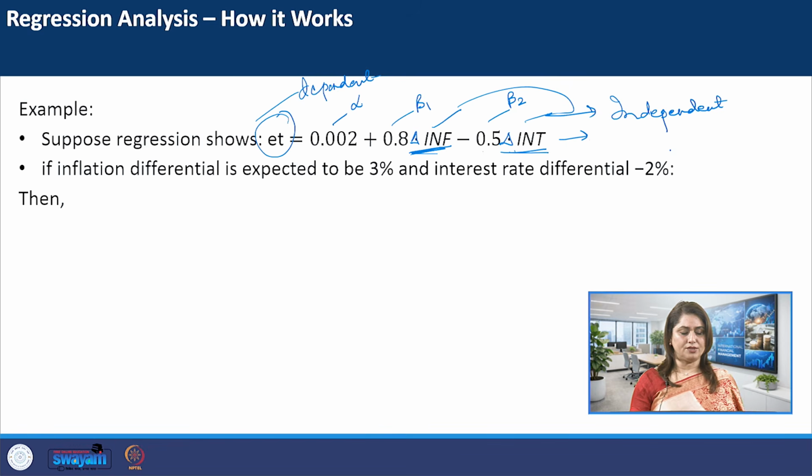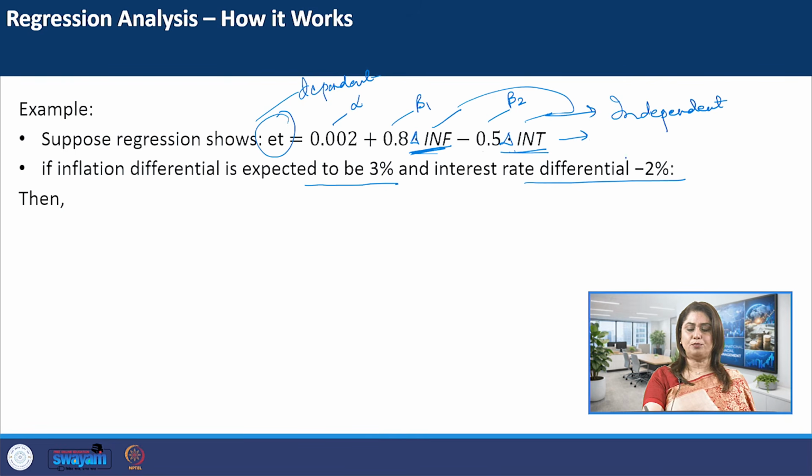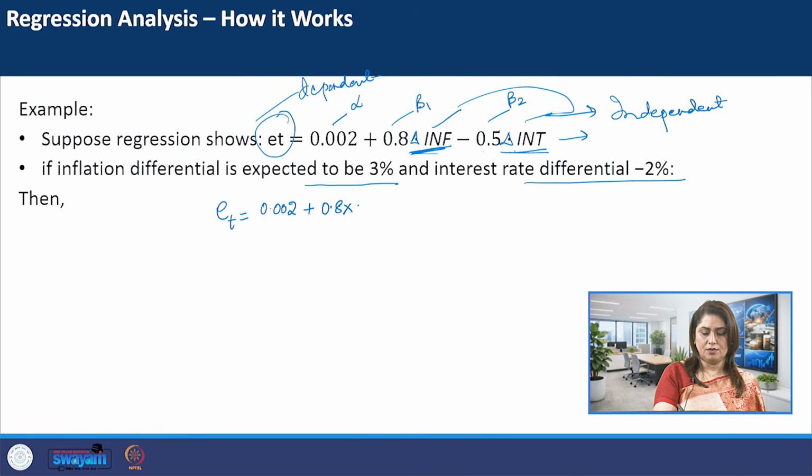Now, after getting the equation, we find that we are expecting something in future, and what are we expecting? That the inflation rate differential is going to be 3%, while the interest rate differential is going to be minus 2%. Now, we put this into the equation. So, our E_t, that is the expected exchange rate change, is going to be plus, minus 0.5 into minus 0.02.